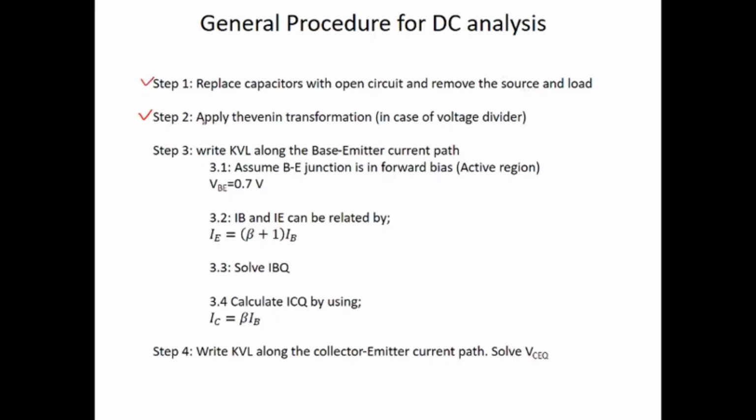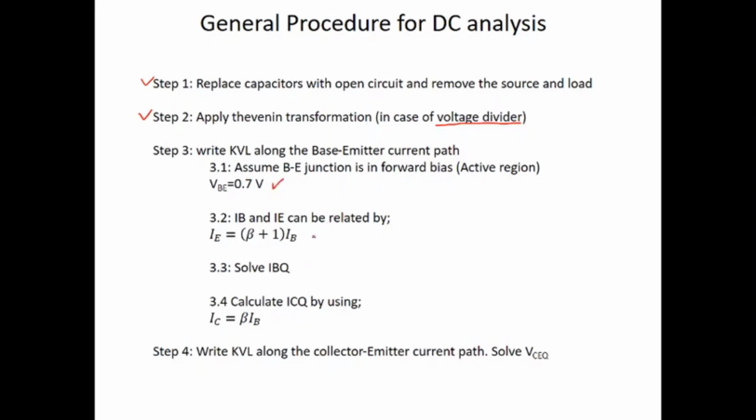The second step is you identify the DC bias circuit. If the DC bias circuit is a voltage divider bias configuration, you need to apply Thevenin transformation. The Thevenin transformation is applied at the resistor network connected to the base. At step 3, you write the KVL along the base emitter current path. When you write the KVL, you assume the base emitter junction is in forward bias, so VBE is equal to 0.7.